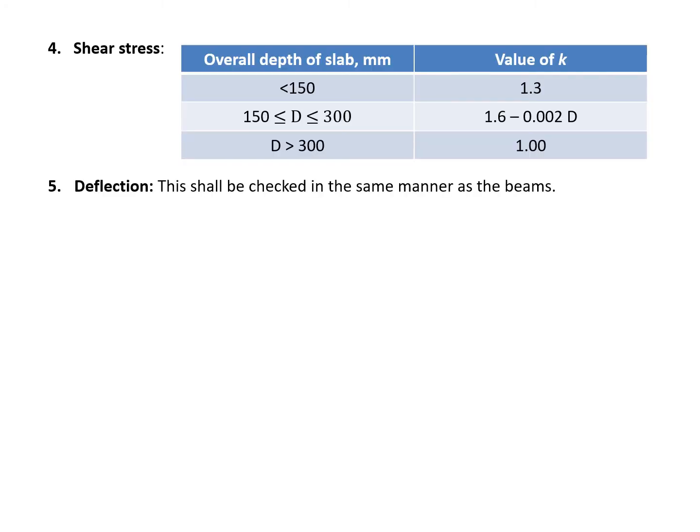Now, the good part is we don't even design shear reinforcement in the slab. So we make sure that the slab thickness is good enough. And here you are allowed to modify the tau c by these factors. If slab is less than 150, you can multiply tau c by 1.3. If it is between 150 and 300, you can use this formula, and if it is more than 300, then the factor is only 1.